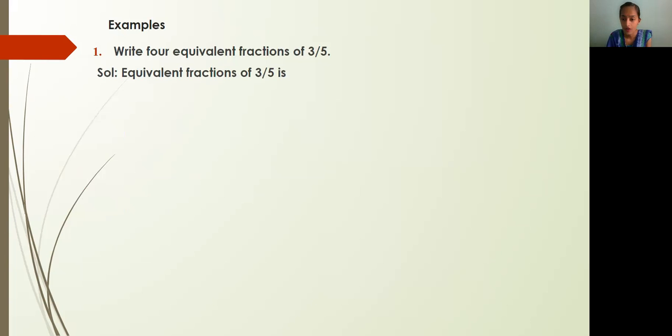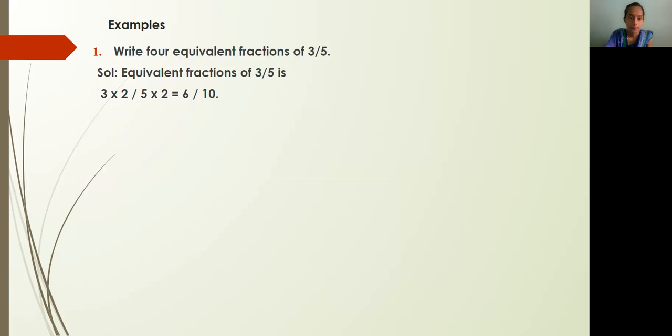What is an equivalent fraction? Equivalent fractions are fractions similar to the given fraction, or the same type of fractions as the given fraction. That is called equivalent fractions. See the example, 3 by 5. 3 by 5 is the given fraction. We have to write 4 equivalent fractions.